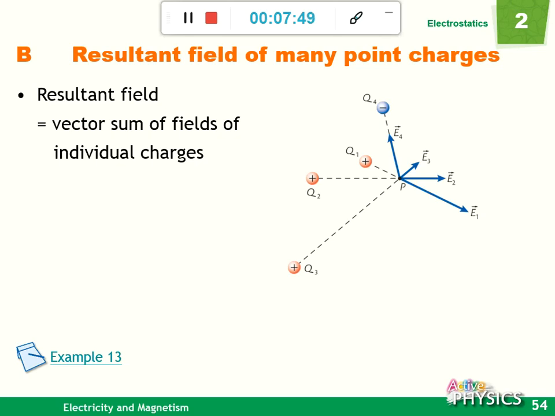Okay, part B. A resultant field of many point charges. It means that in the world we will have many different charges around it. Then what should you do? You should try to find out the vector sum of it.